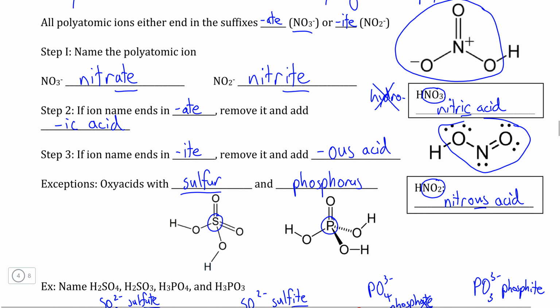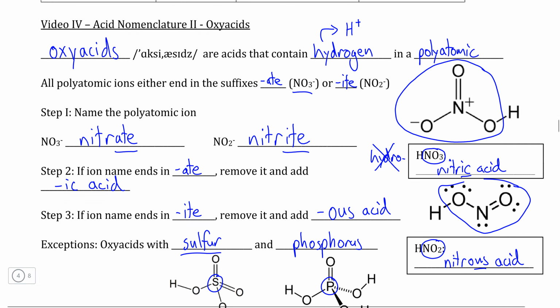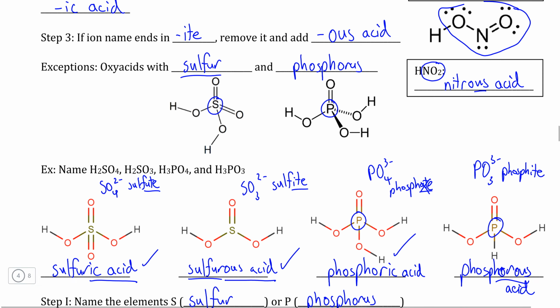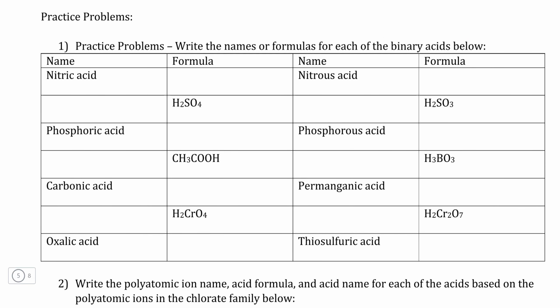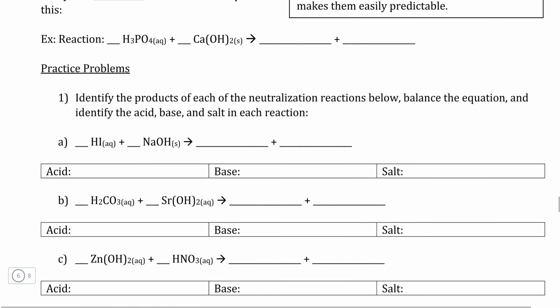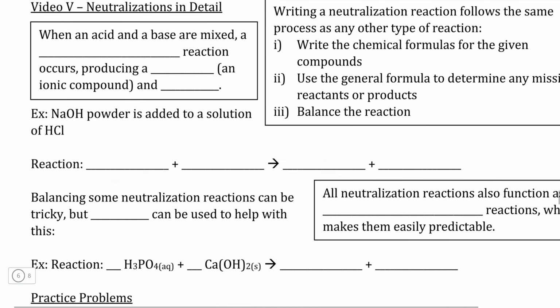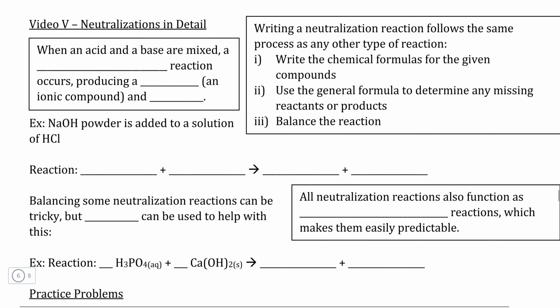And with that, this concludes our 2 video series on the naming system that is used for acids. To make sure that you understand the naming system for acids, you can take a look at the practice problems below and make sure that you can convert the name of an acid into a chemical formula and the chemical formula of an acid into a name. And in the final video in this series, we're going to take a detailed look at neutralization reactions, which are the critical reactions that occur when an acid and a base react.